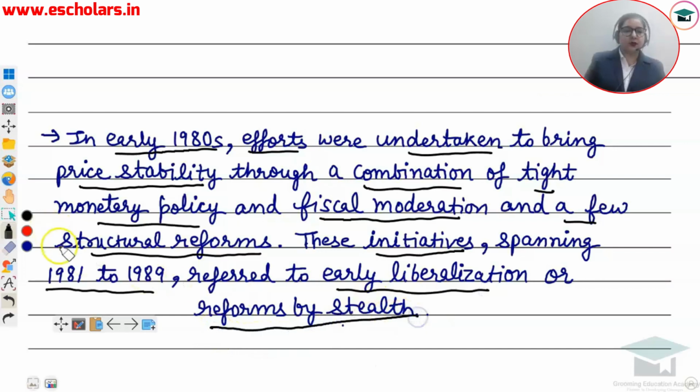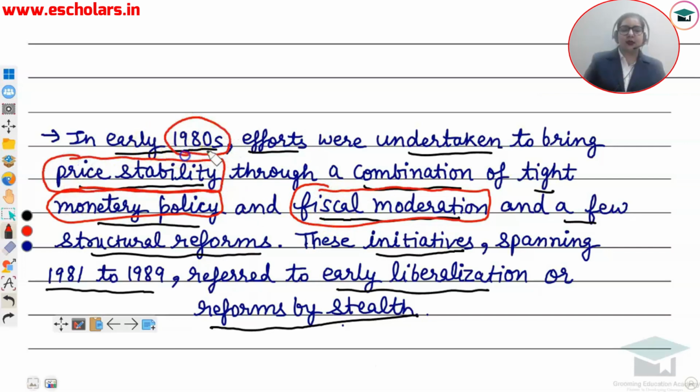by stealth. Okay. So students, as we know that the RBI uses the monetary policy and the government uses the fiscal policy, or you can say fiscal moderation, in order to bring the price stability in the economy. So in the early 1980s, whatever efforts were undertaken to bring price stability through a combination of tight monetary policy and fiscal moderation, and a few structural reforms were made during the time period 1981 to 1989, was called early liberalization or reforms by stealth.